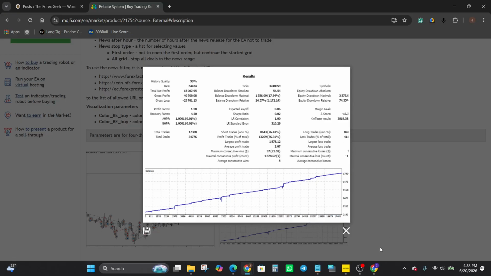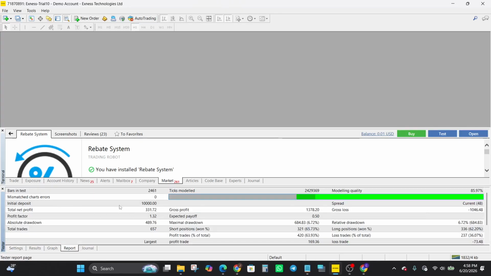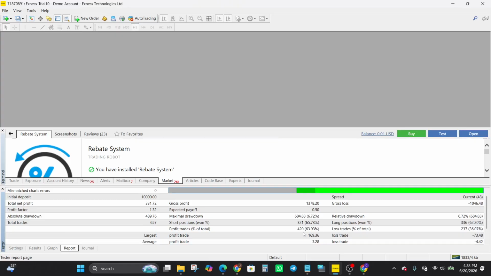Okay, let's head over to our strategy tester. Let's see how the Rebate System EA performed on EURUSD on the H1 time frame using the every tick modeling. All right, so we are testing over the past 3 months, March 20th to June 20th, 2026. Looking at the report, I can see that from an initial deposit of $10,000, the total net profit was 331.72, and the total trades taken were 657, out of which 420 were profitable. So that gave us a 63.93% win rate.